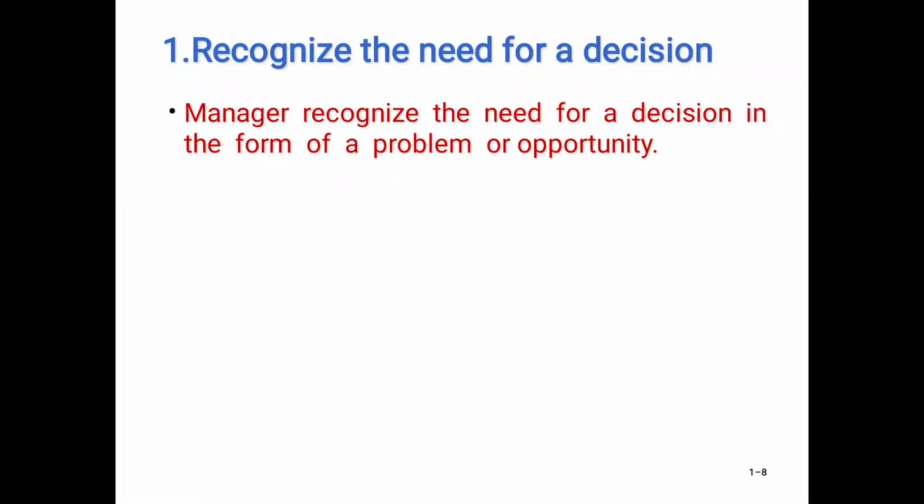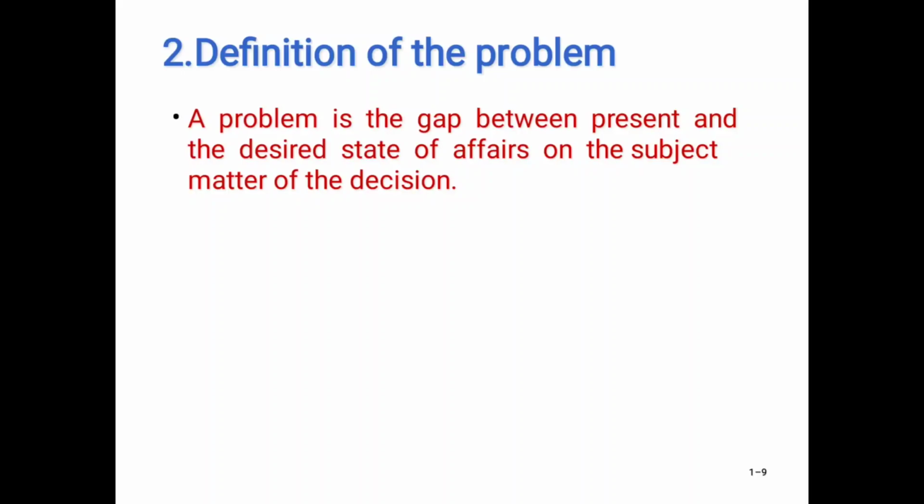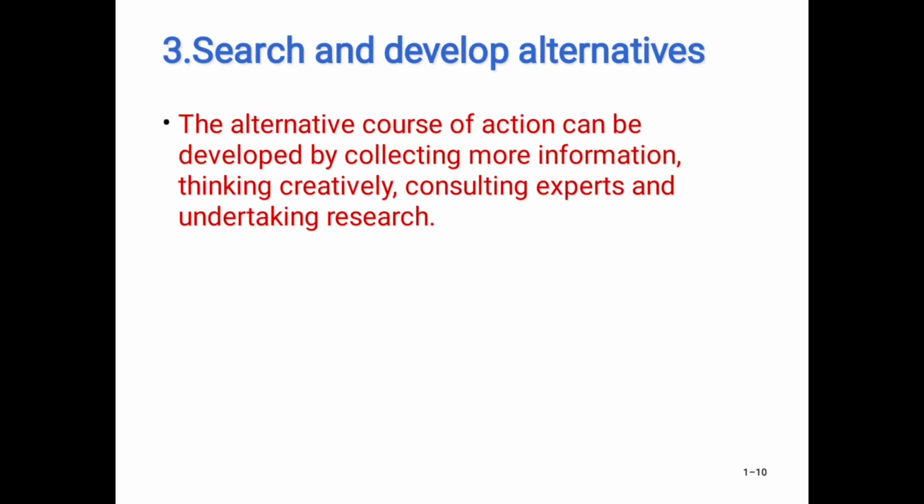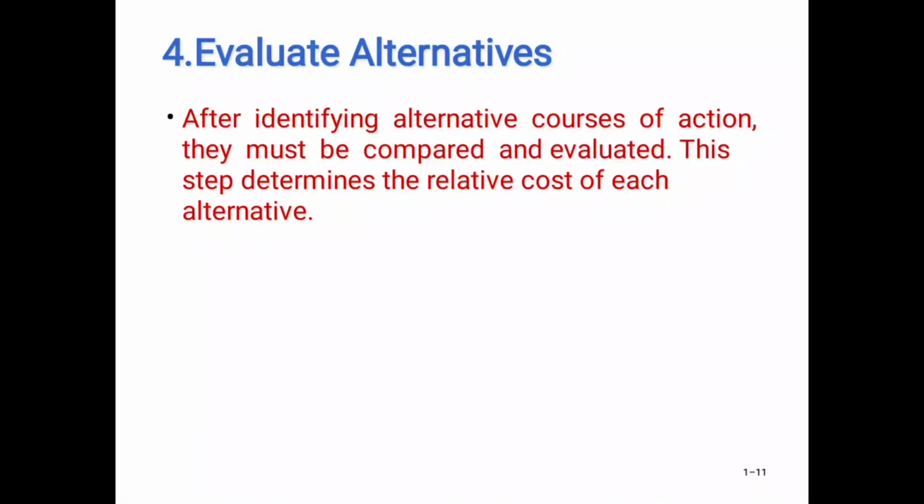Recognize the need for a decision. The manager recognizes what the problem is, and we should recognize the decision to be made. Second is the identification of the problem. The problem is a gap between the present and desired state of affairs on the subject matter of decision. Third is research and develop alternatives. Alternative courses of action can be developed by collecting more information, thinking creatively, consulting experts, and undertaking research. Evaluate alternatives. Evaluation is a process of measuring the positive and negative consequences of each alternative.